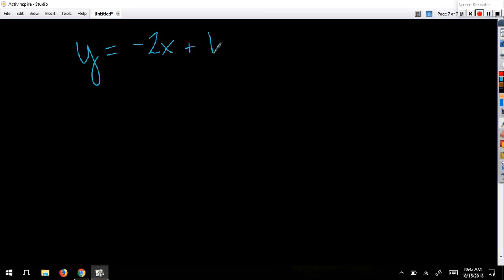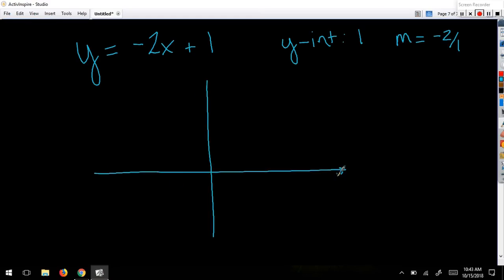It's solved for y, yes? Yes. Okay. So what's my first step? Find the y-intercept. What's the y-intercept? 1. What's the slope? -2 over 1. There you go. And I'm going to graph it. So what do I start with? The y-axis. It says 1, that's absolutely right, so I'm going to go up to 1.